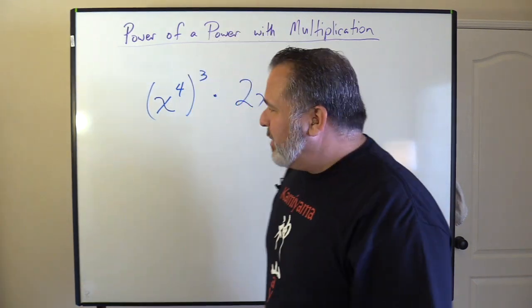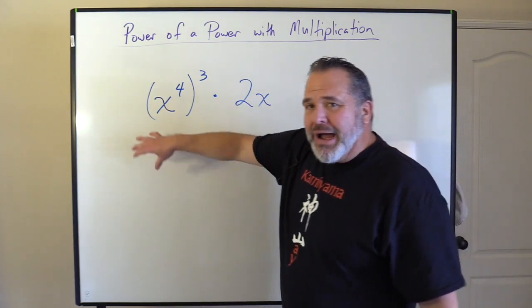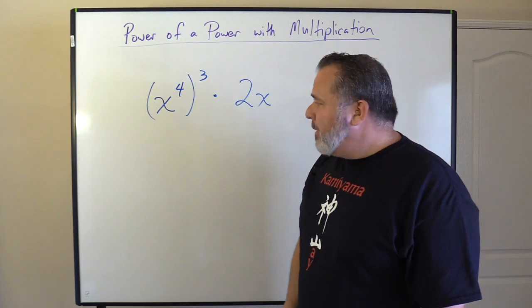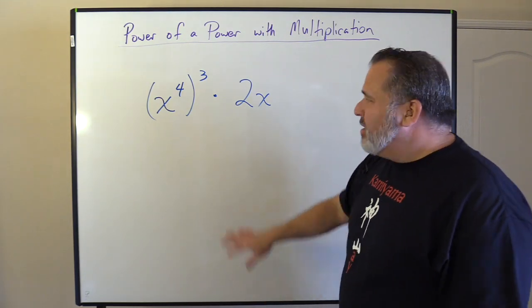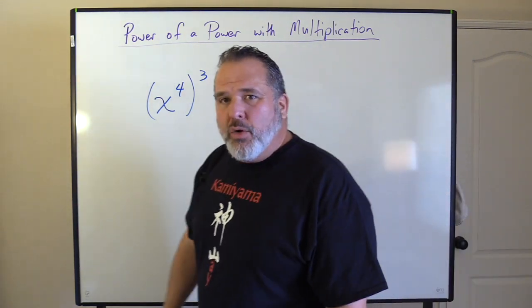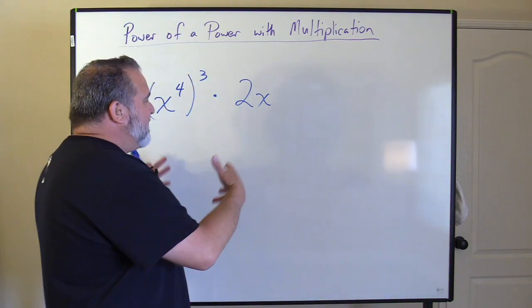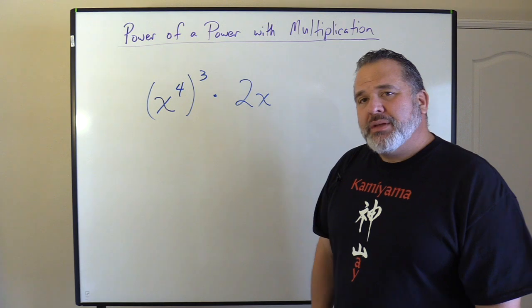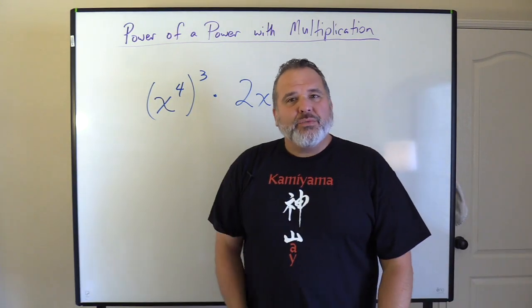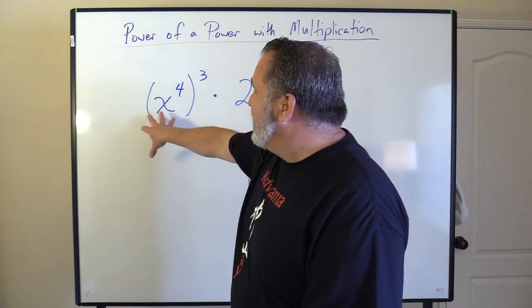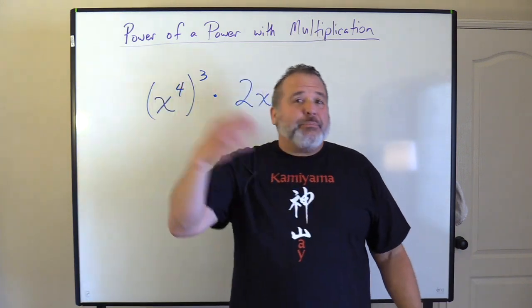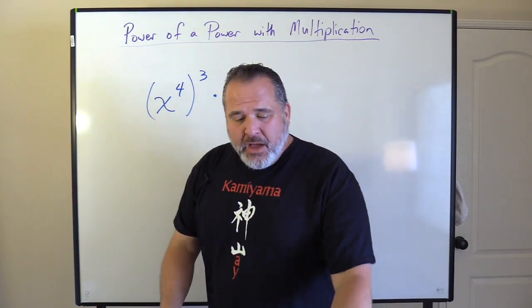Now, if we take a look up here, I got this power of a power right here. It's x to the fourth, all raised to the third power, okay? And it's being multiplied to 2x. This is just a basic monomial. So if we got something like this, how can we simplify and find our answer? Well, very quickly, the first thing we should do is try to get rid of the parentheses that we have, okay? Get rid of that power of a power, okay? So how do we do that?